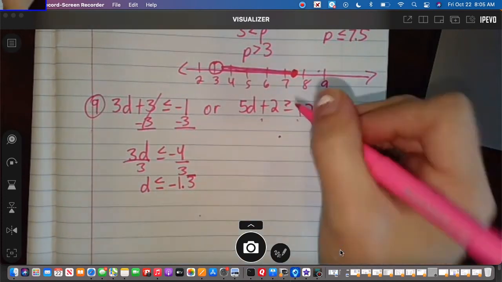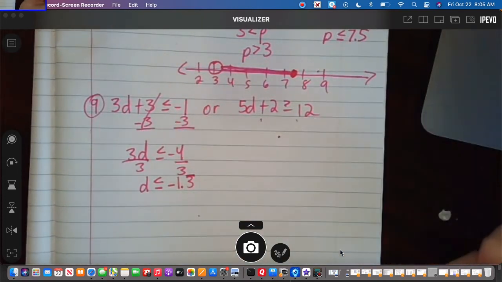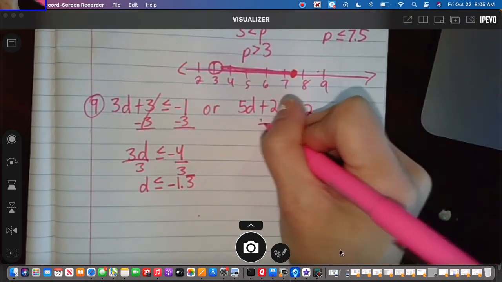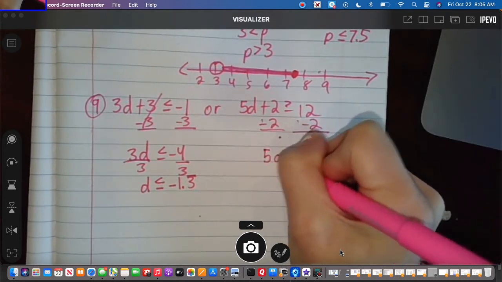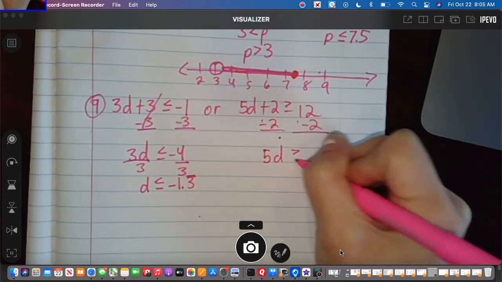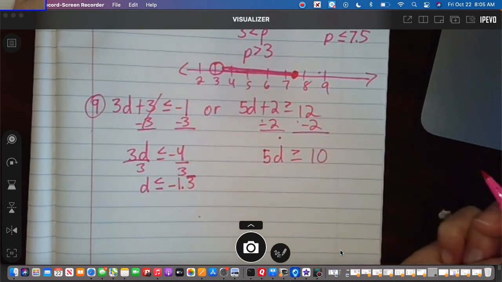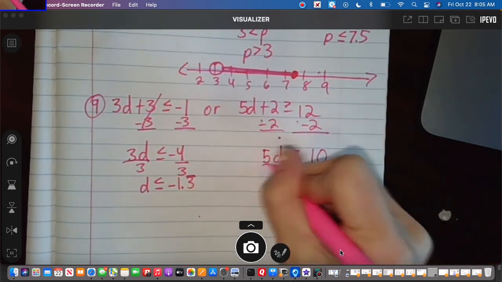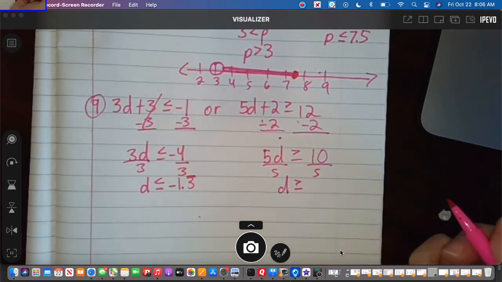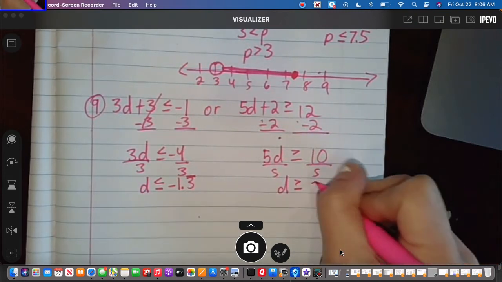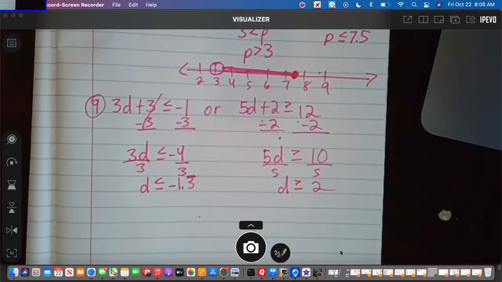Okay, then on this one, how do I solve this one? Subtract 2. So I get 5D is greater than or equal to 10. Then what? Divide by 5. I'm just going to bring everything down. What's 10 divided by 5? 2. I didn't flip signs because I didn't divide or multiply by a negative. Okay, now are we ready to graph it?